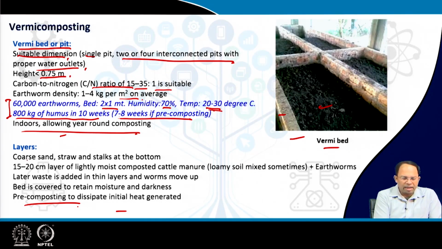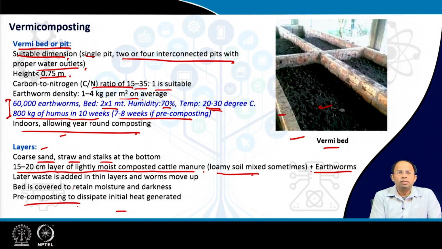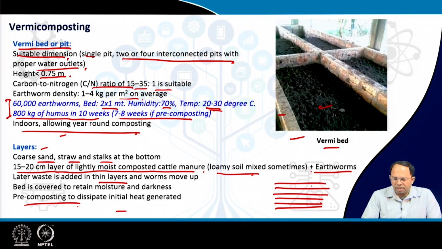So the pit is prepared in layers. The bottom layer is coarse sand, straw and stalks. At the bottom, it allows drainage of leachate and so on. A 15 to 20 centimeter layer is utilized, and this is also used as food for the earthworms. After that, every day when the waste comes in, we keep on adding thin layers of this waste, and the worms gradually move upwards. So we have this base layer, and then we put layers one above another, and gradually the earthworms move above.